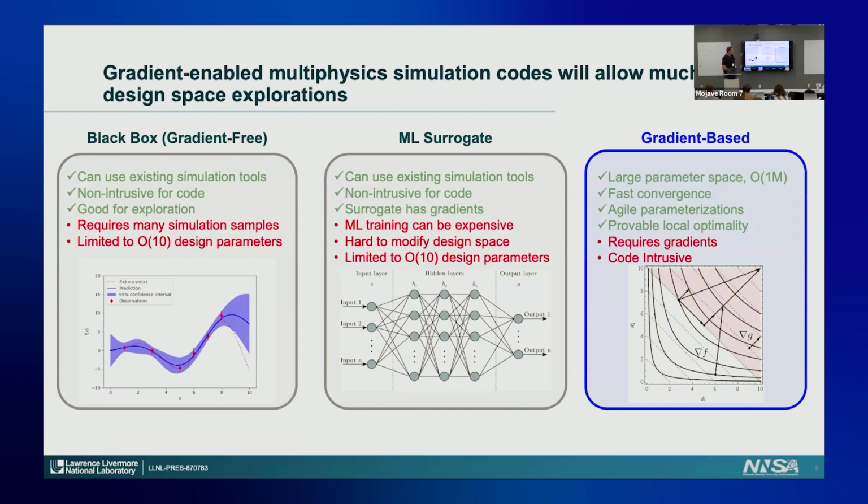People do this now, for example, with what I would call black box or gradient-free optimization, where you just do the process I just said. You have no information about sensitivities. You just change parameters until you get lucky. Well, you don't get lucky.